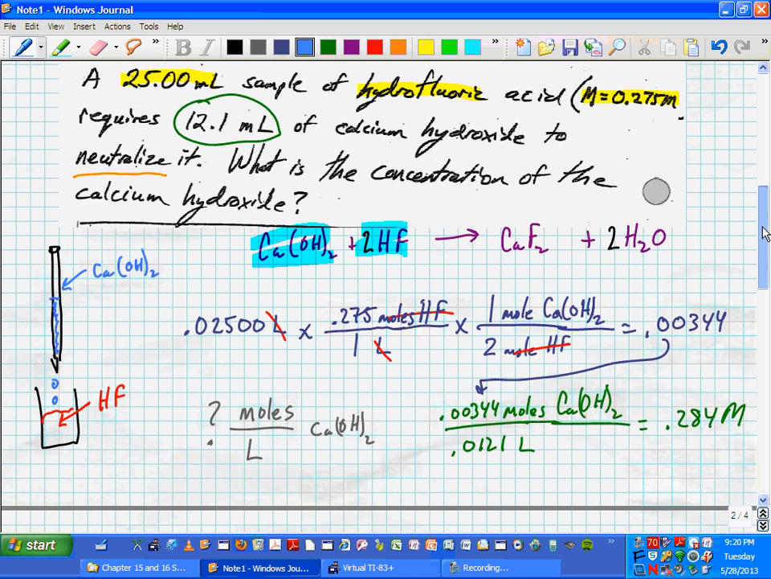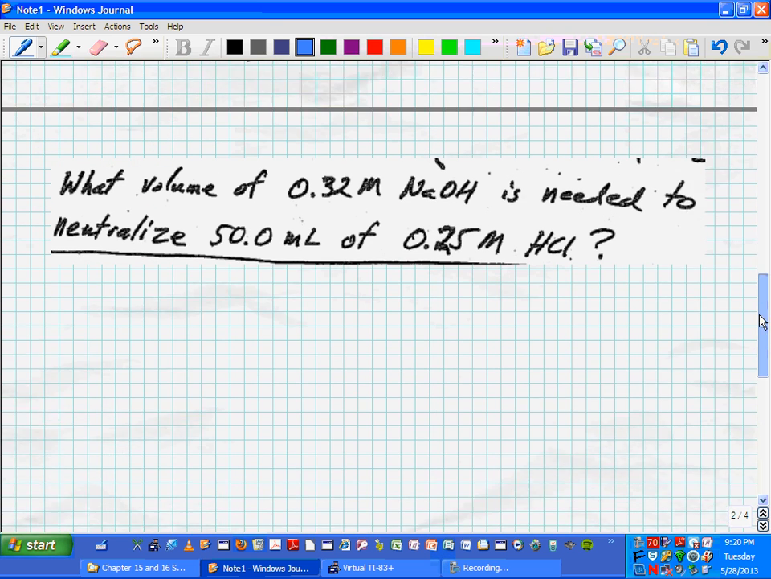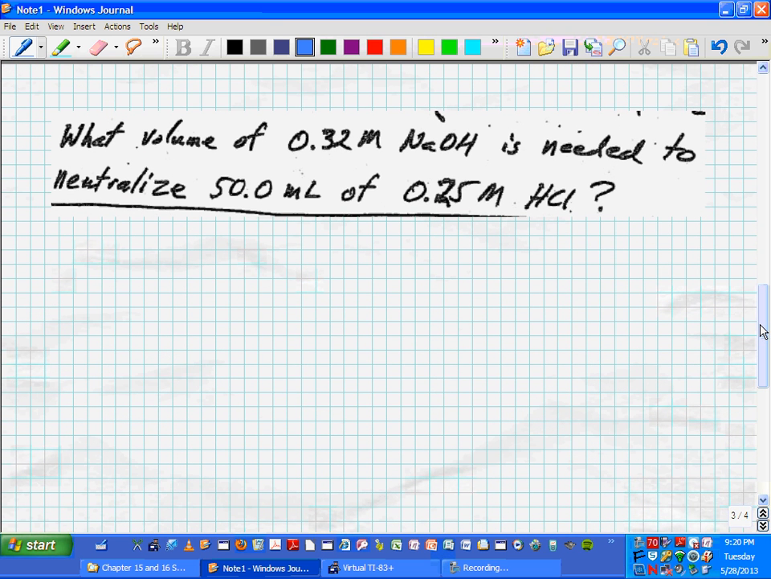Another type of problem is finding volume. So let's go down here. Again, you've got this written down in front of you already. What volume of 0.32 molar sodium hydroxide is needed to neutralize 50 milliliters of 0.25 molar hydrochloric acid? So again, what I've got is one of the two things. It doesn't really matter in this case. I've got the hydrochloric acid here, and I'm running some sodium hydroxide into it through a burette, perhaps.